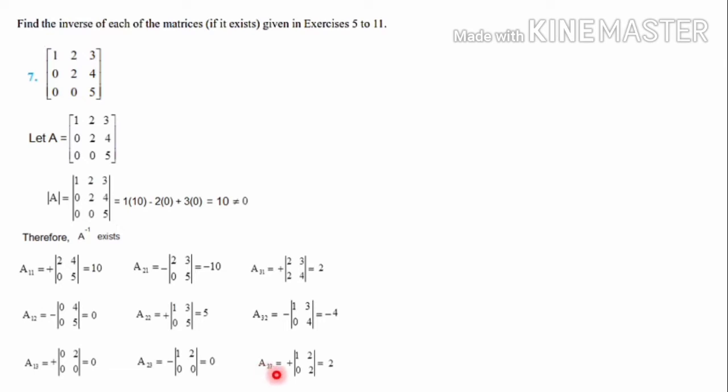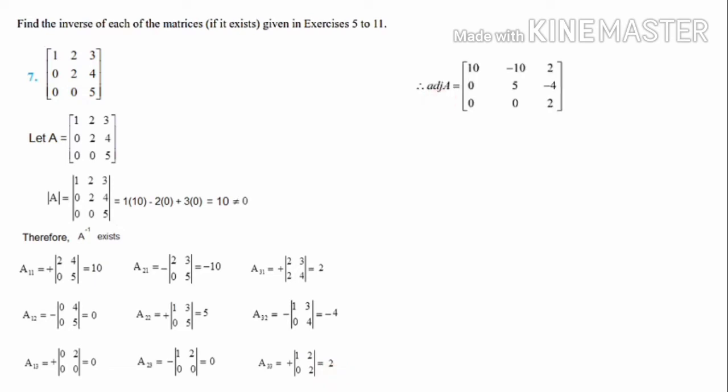Next is A33, that is the cofactor of the element 5. The row and column are gone. The balance elements are 1, 2, 0, 2. It is written here. The sign is plus because 3 plus 3 is 6, which is an even number. When you do the calculation, you will get the answer as 2.